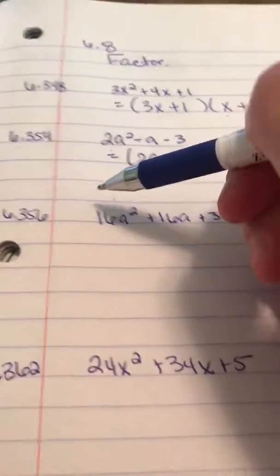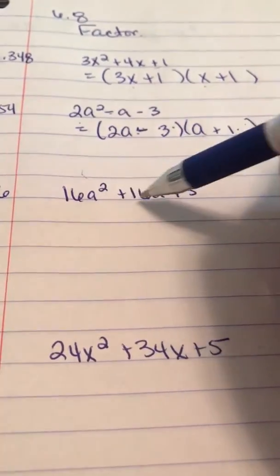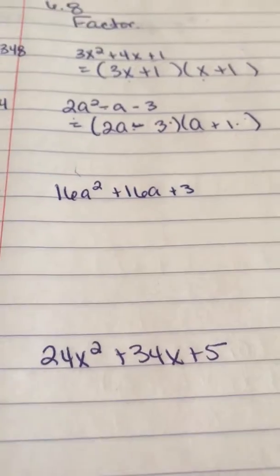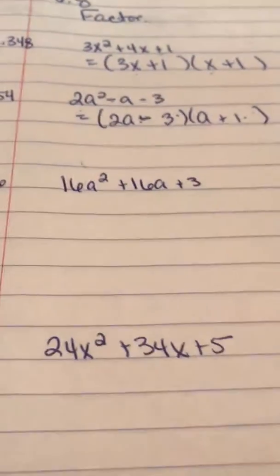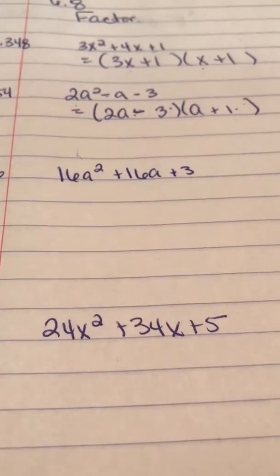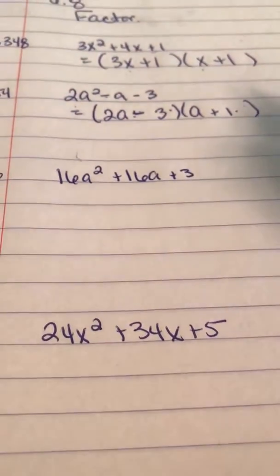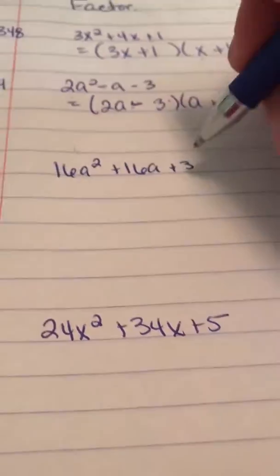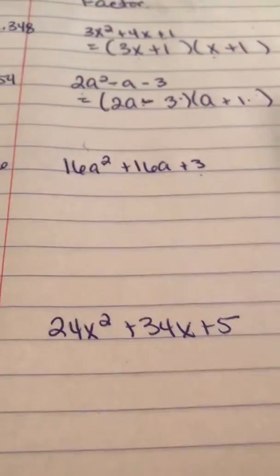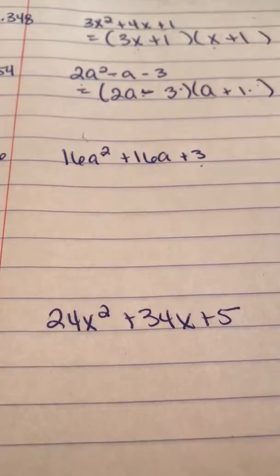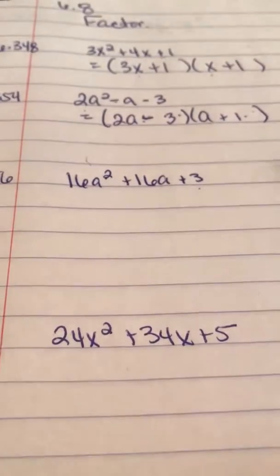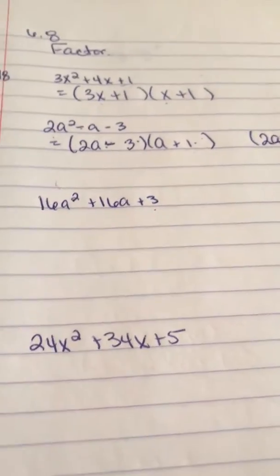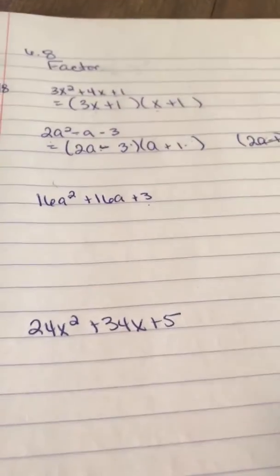So then what do you do if you end up with like 16a squared plus 16a plus 3? So 16 is a little bit bigger number to work with. You can do 1 times 16. You can do 2 times 8. You can do 4 times 4. So you got more choices here. To get 3, you've only got a 1 and a 3. So that choice is not too bad. But when you have more choices, there's a different way you can go about these that makes it a little bit easier in my opinion.